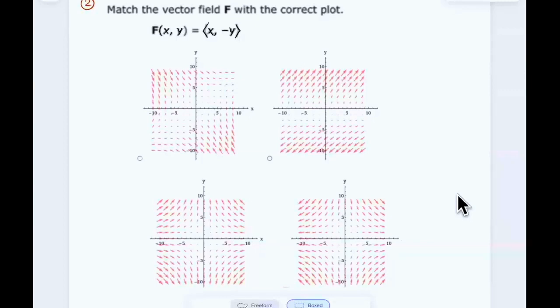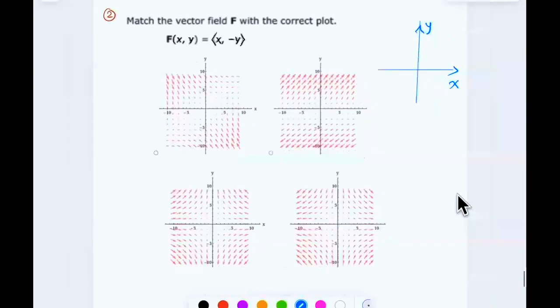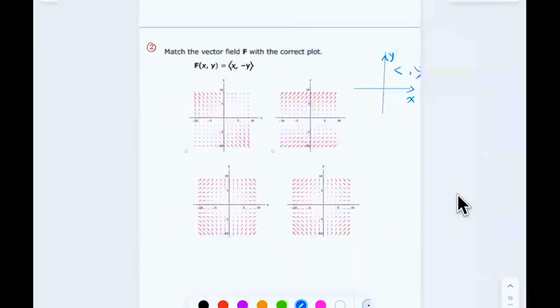So it depends on the quadrant, right? Let me draw this. So this is X and Y. Look at the first quadrant. The X is positive, so you will have positive for the first component. And Y is positive, so you have negative for the second component, right? Because X and Y are both positive, the X component will be positive and the Y component will be negative.